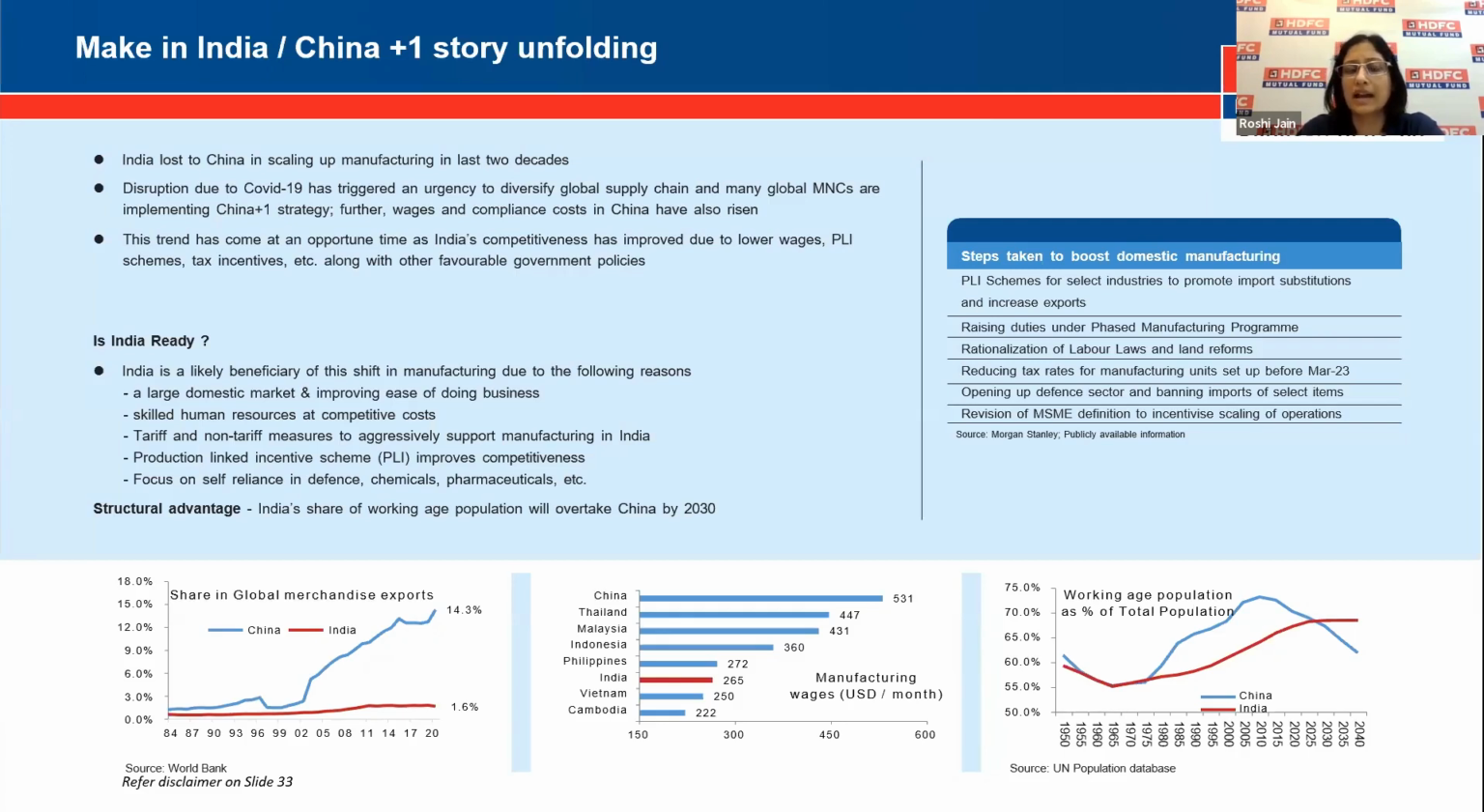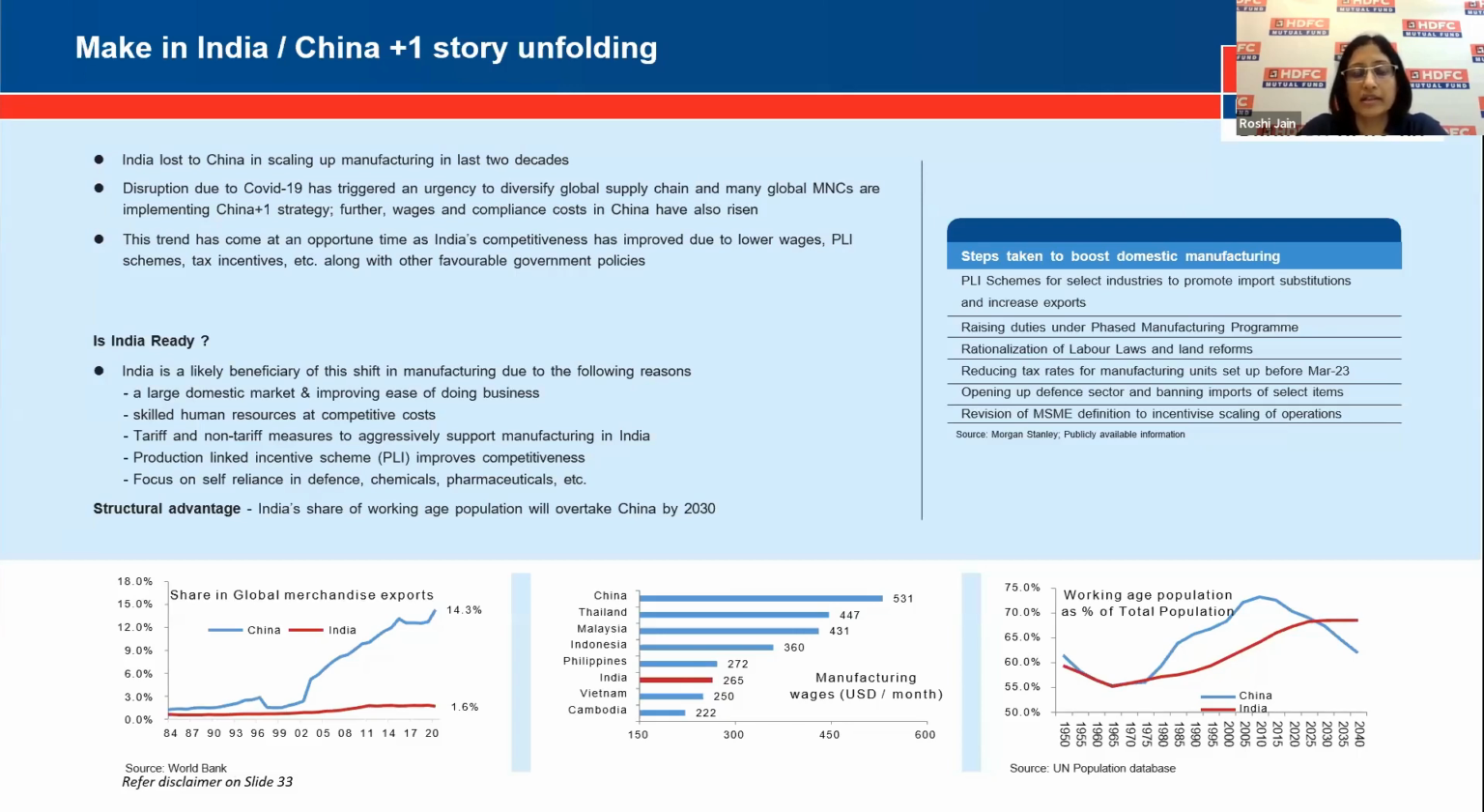And why does India stand a chance in terms of increasing manufacturing intensity? I think the answer is in the charts below. If you look at the share in global merchandise exports, clearly India has massively underperformed China over the last 2 to 3 decades. If you look at China, which is at 14% of global exports, India is at 1.5%.